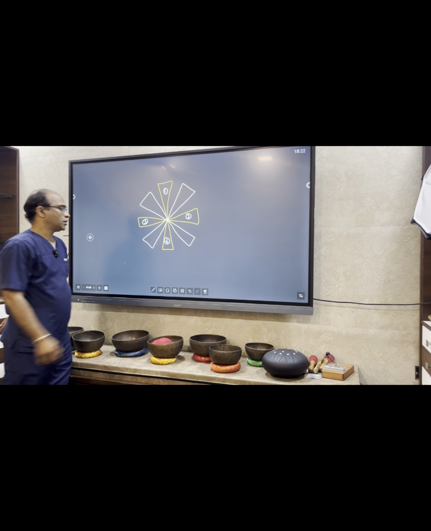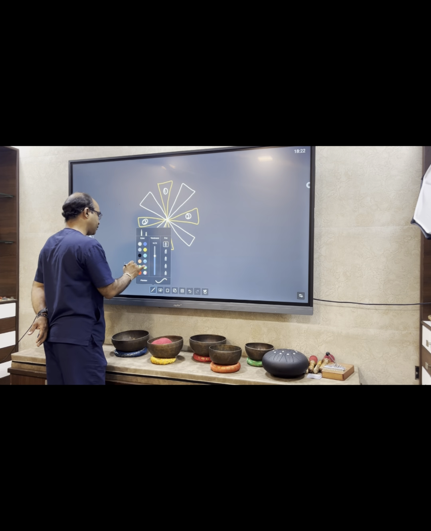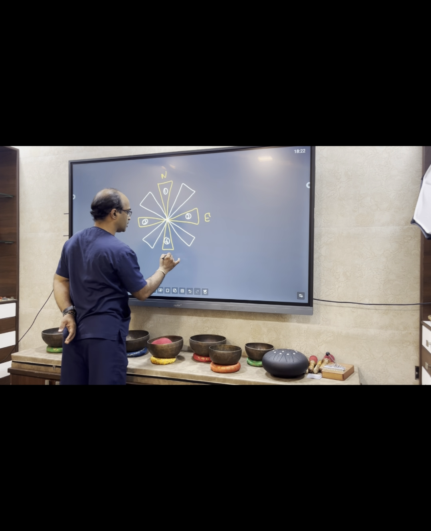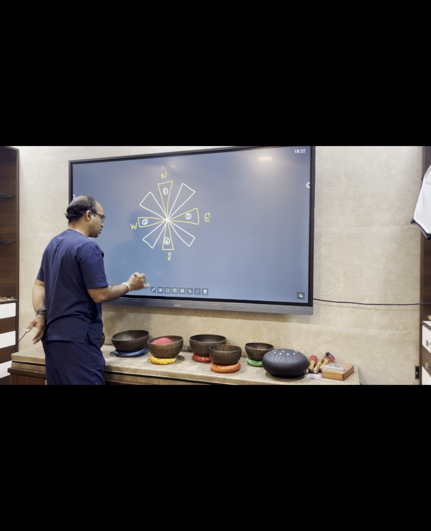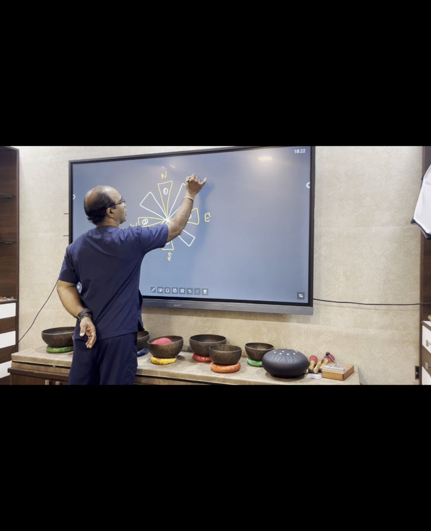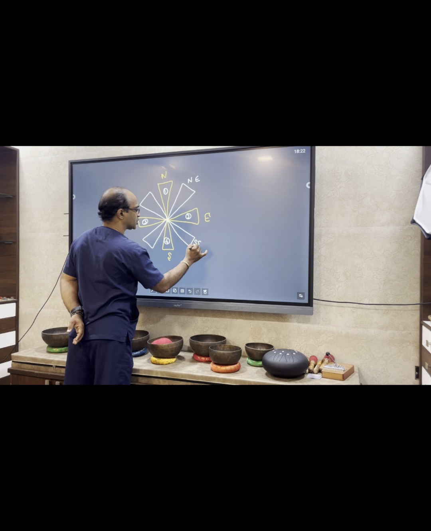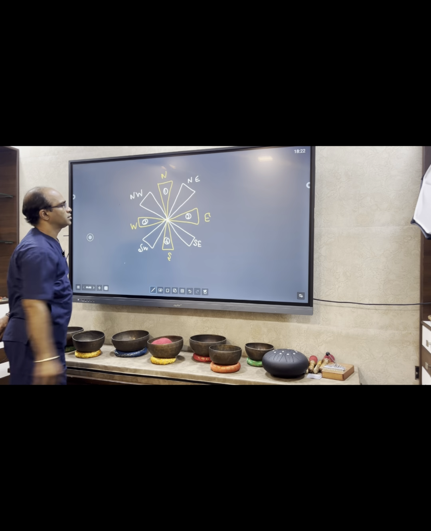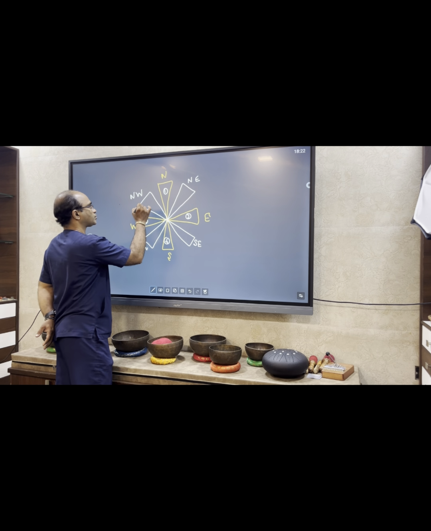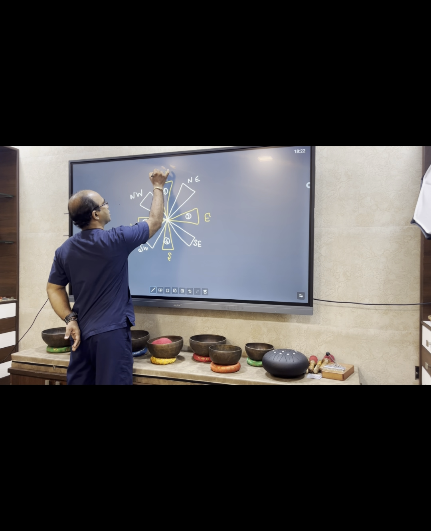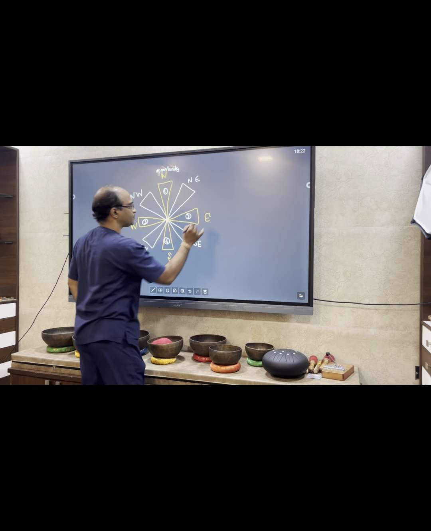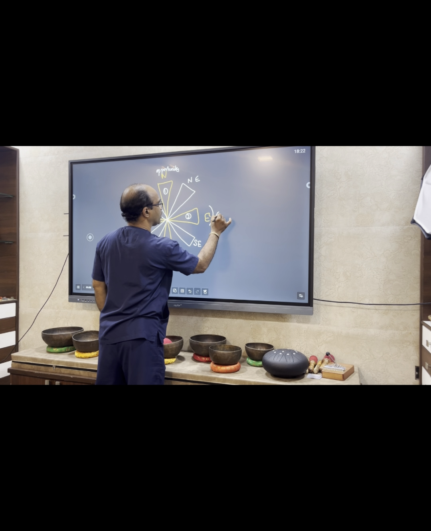So what are those four zones? If you see, you will have north, east, south, west. Between north and east is northeast, then southeast, southwest, northwest. So north gave you opportunity. Sorry, east gave you connections.